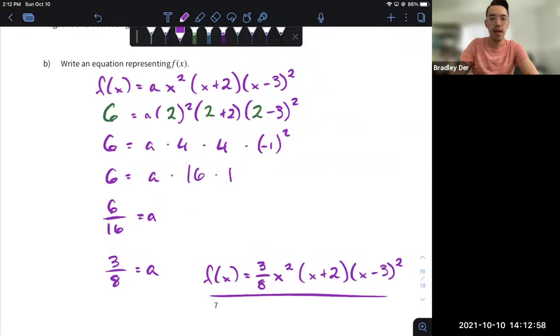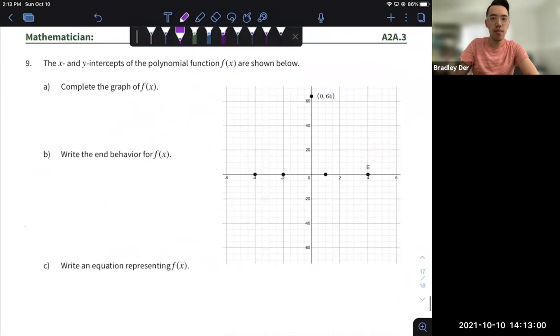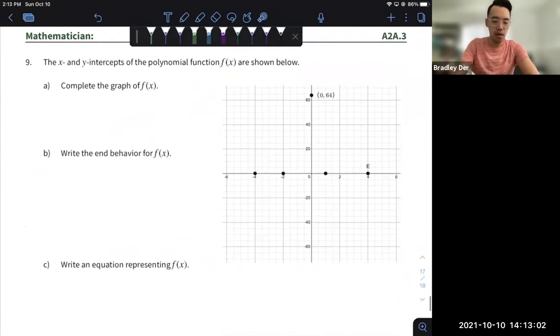All right, let's move on to the last problem that I'm going to do with you here, problem 9. The x and y intercepts of the polynomial function f of x are shown below, and these are the points that you see on those axes. So we'll need to complete the graph of f of x, write the end behavior for f of x, and then write an equation for f of x.